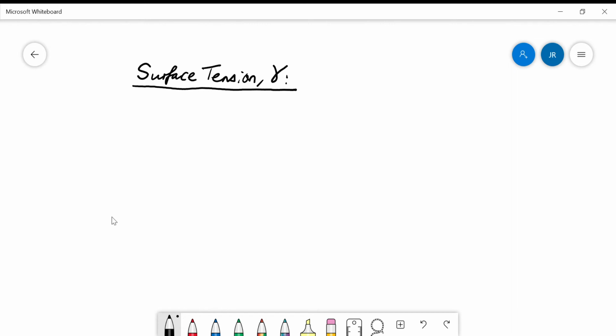There's an equation that's going to be useful here. I'll write it, then we'll see what it means. Work is equal to surface tension times the change in sigma, where sigma is surface area.